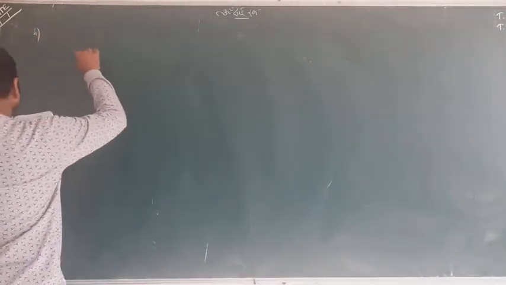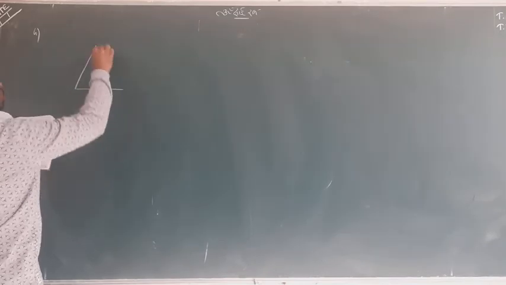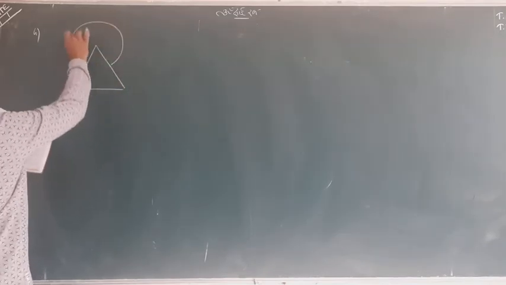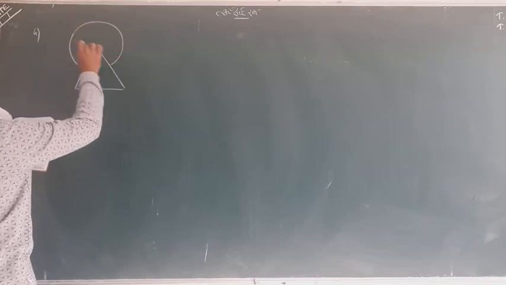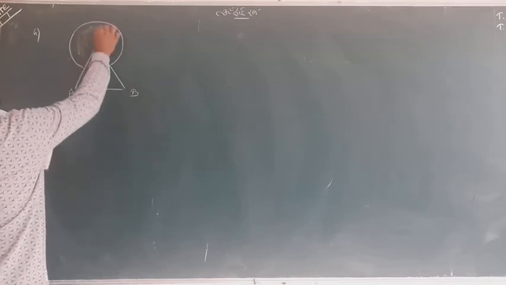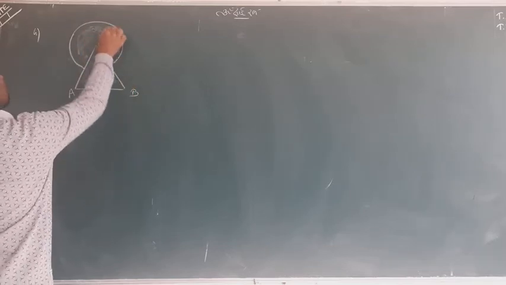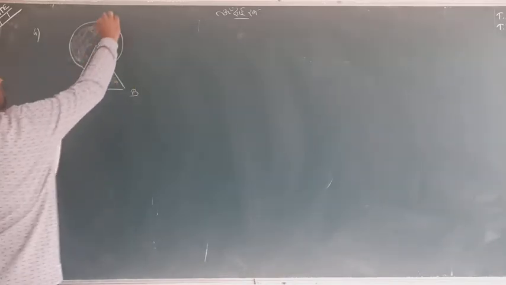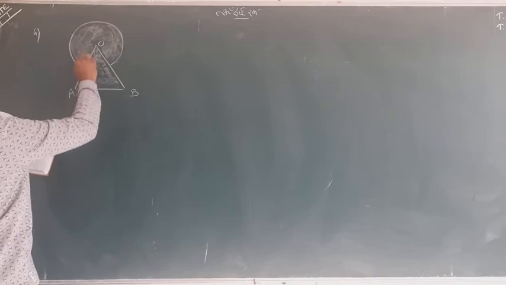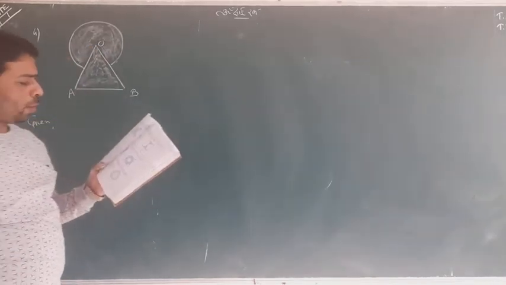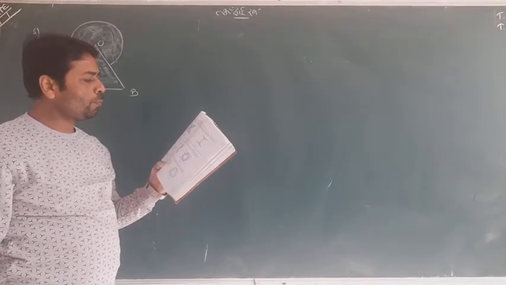Okay, let me take the fourth one. First I want to make a picture like that. Not a good picture, but it is still acceptable. O, A, B. And we have a fully shaded region like that. And what is given? Question number 4.